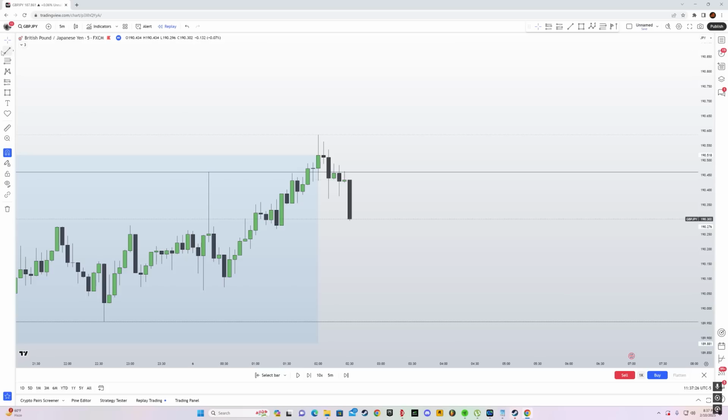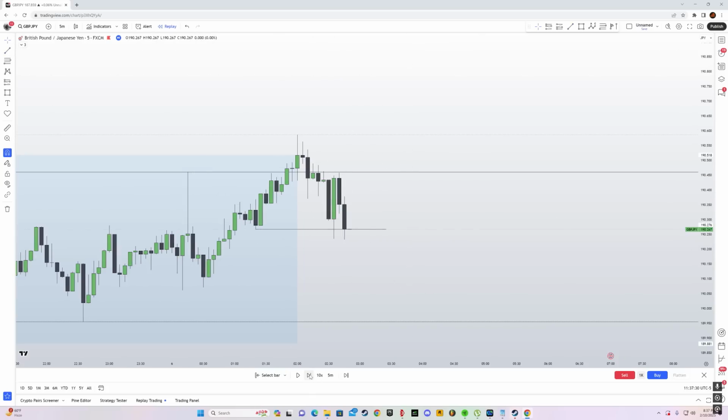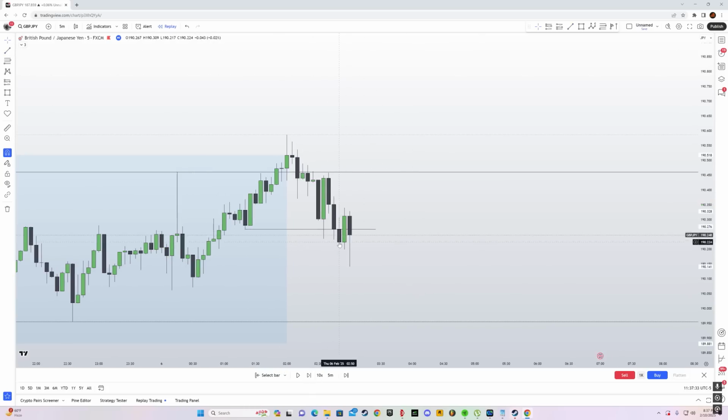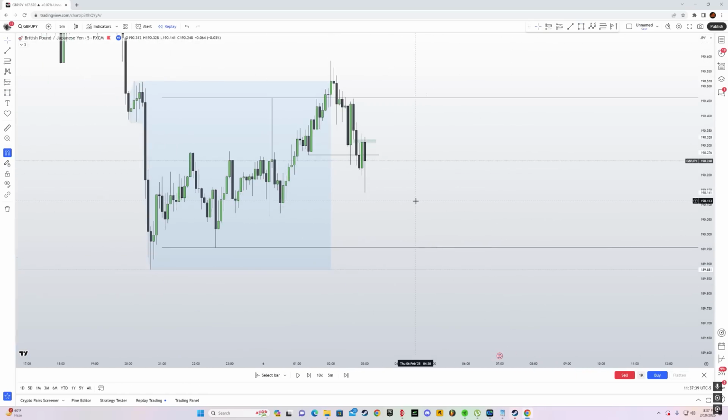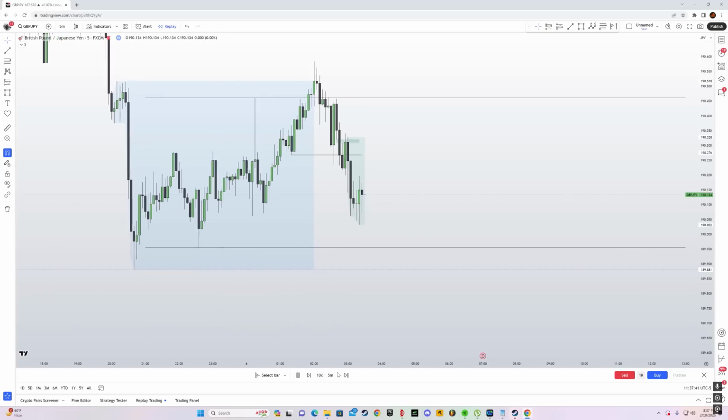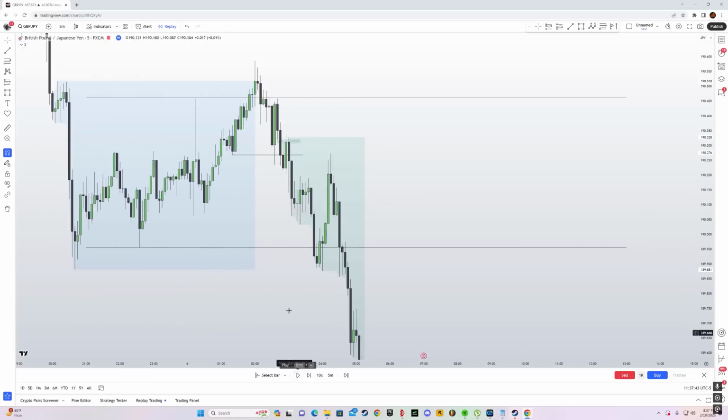Now we want to look for a market structure shift, and it's going to be here. So let's see if it happens. And right here, what do we have? We have a body closure, and just above it, what do we have? We have a fair value gap, right? So now you could just simply target the low over here or go for 1 to 2.